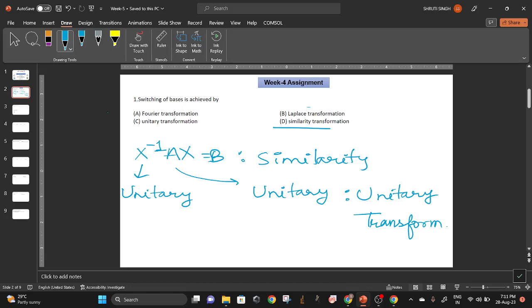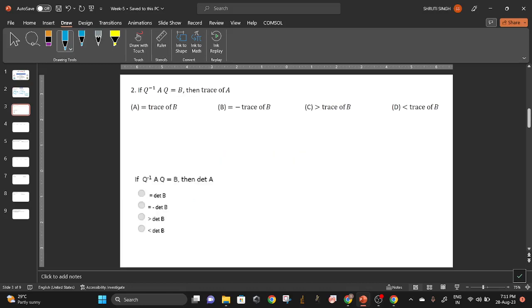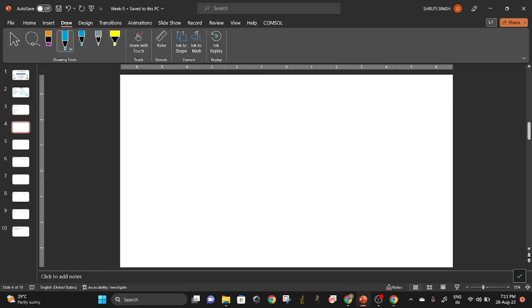Okay, ma'am. So next is: if Q inverse A Q equals B, then trace of A is equal to trace of B, minus trace of B, greater than trace of B, or less than trace of B. This was done in class, right? Yes, ma'am. Equal to trace of B. So it is equal to trace of B. But let's see for others. I'll do it once more.